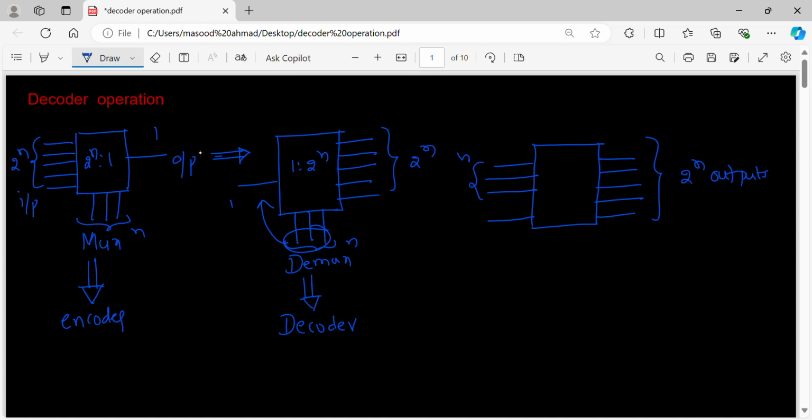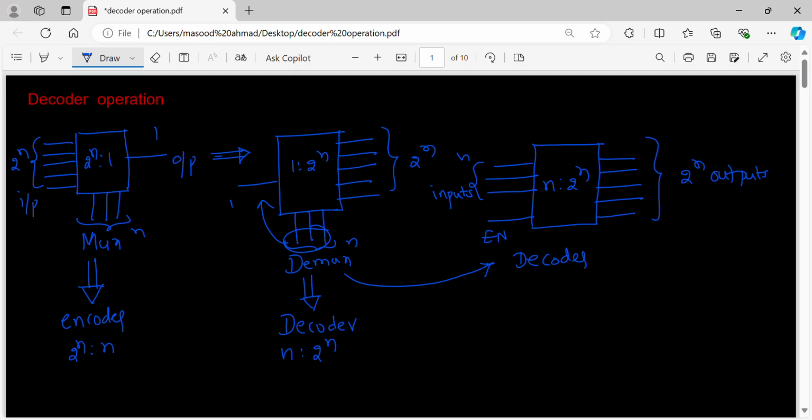These are n inputs. This is enable. So n is to 2 power n. In case of encoder, we have seen 2 power n is to n. In case of decoder, it is n is to 2 power n. So what I can say here is, the decoder is another form of demultiplexer. Decoder is another form of demultiplexer.